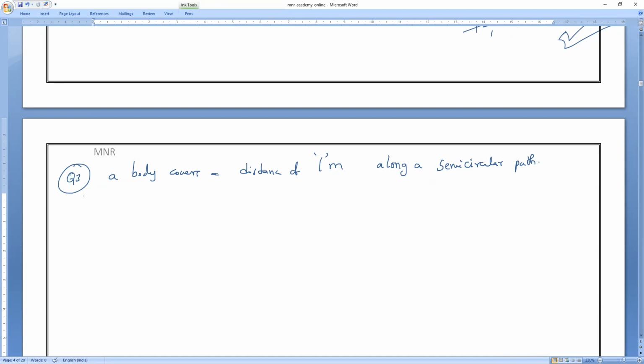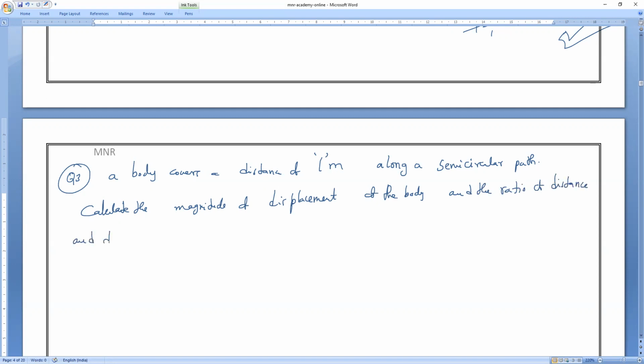Calculate the magnitude of displacement of the body and the ratio of distance and displacement. Is it okay, everybody? Yes, sir.